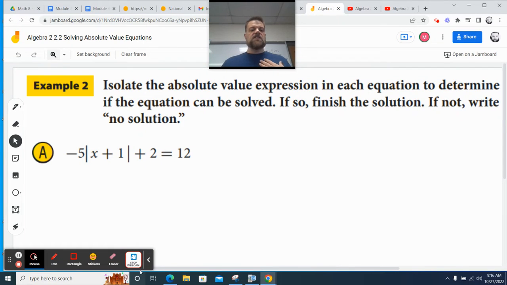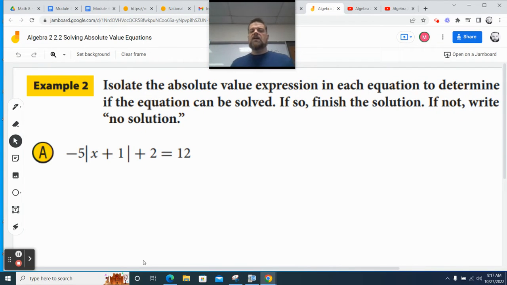All right, so for this next one, it says isolate the absolute value expression in each equation to determine if the equation can be solved. If not, then you have to put no solution. Sometimes there's no solution, sometimes there's one solution. It depends on where that horizontal line crosses, and depending on how the equation is set up, they may never cross. That's where you get the no solution. So let's check this out and see.